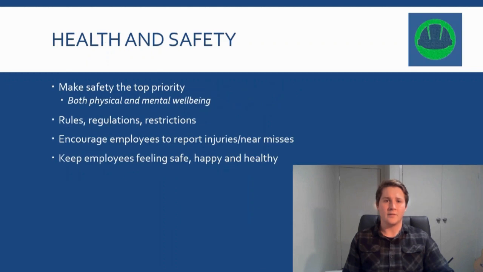The next section covered is health and safety. This is probably the most important aspect of the ethics management plan. It should be made top priority on any project. Rules, regulations and restrictions should be clearly outlined to remove any grey areas in safety. Employees should also be encouraged to report all injuries and near misses. This applies for both physical and mental well-being.